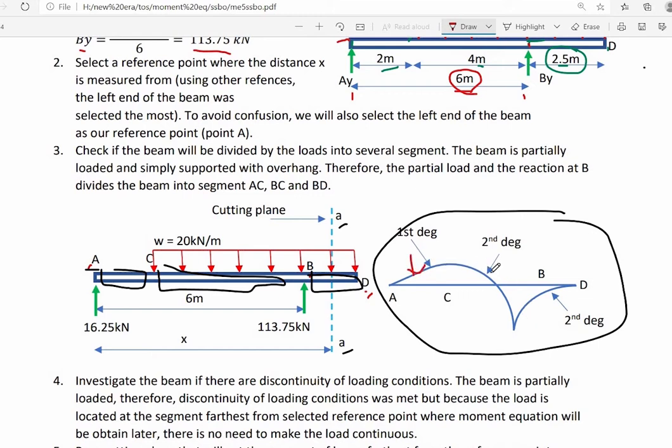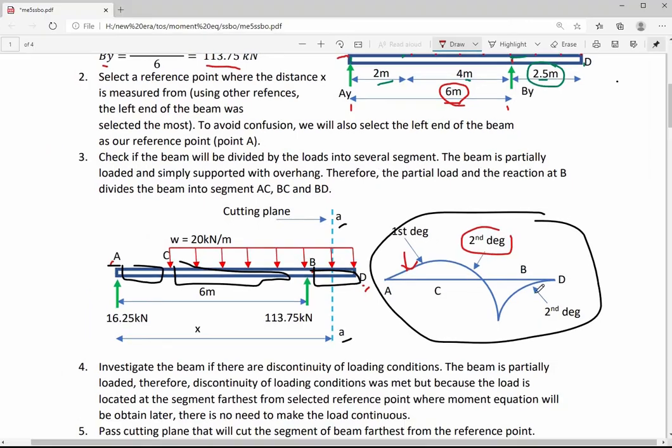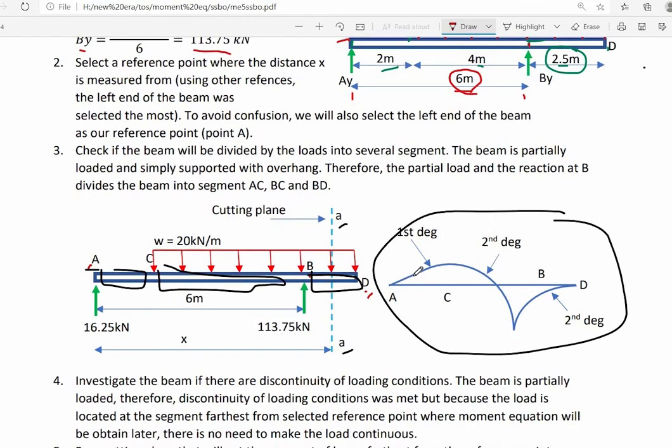On segment C up to point B, that is a second degree curve. And from point B up to point D, that is another second degree curve. On the bending moment diagram of the beam, those curves were defined by different equations. But what we need is a single moment equation that can define the curve on the bending moment diagram throughout the length of the beam.